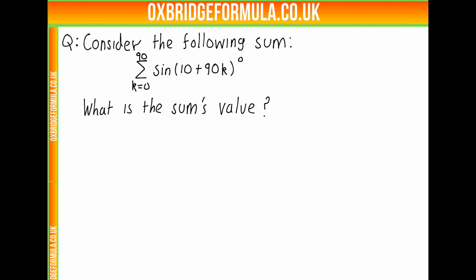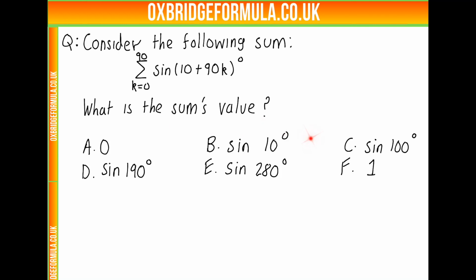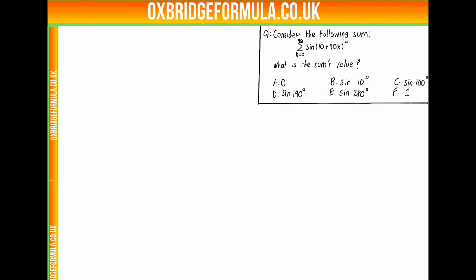And we're given 6 different options for it, some of which are numbers and some of which are sine of various different angles. So this is a lot of terms. We've got 90 terms or so. It's going to take a long time to directly calculate, so we're going to have to use some tricks.